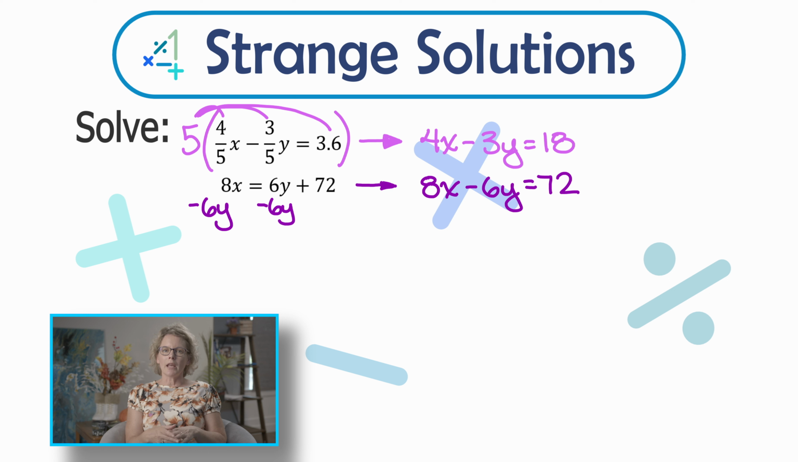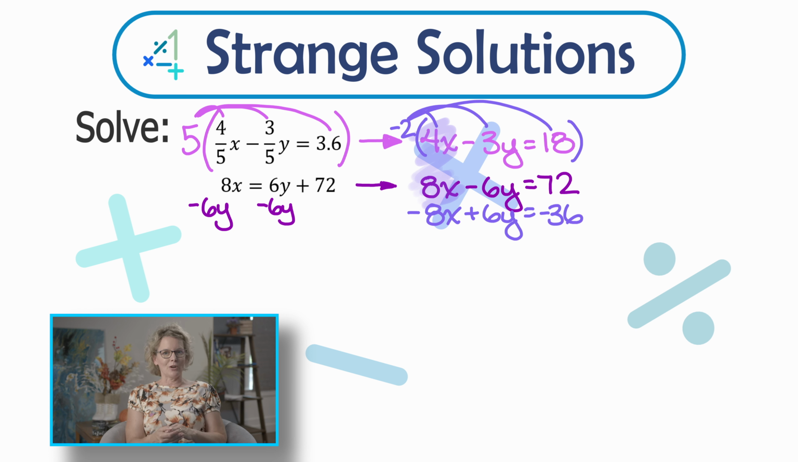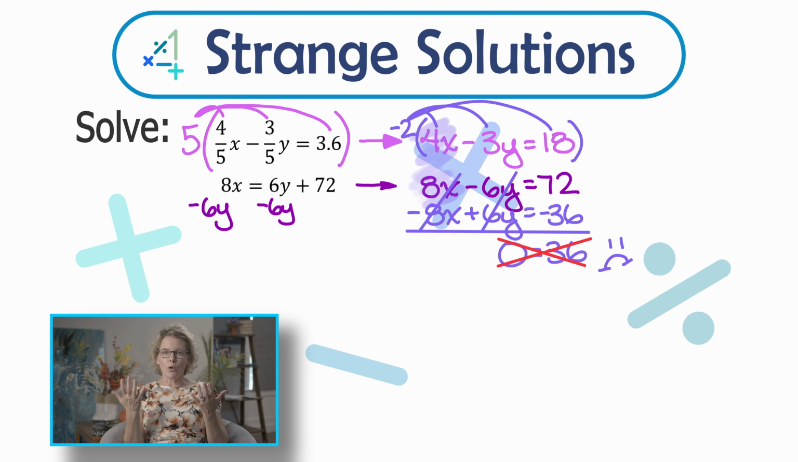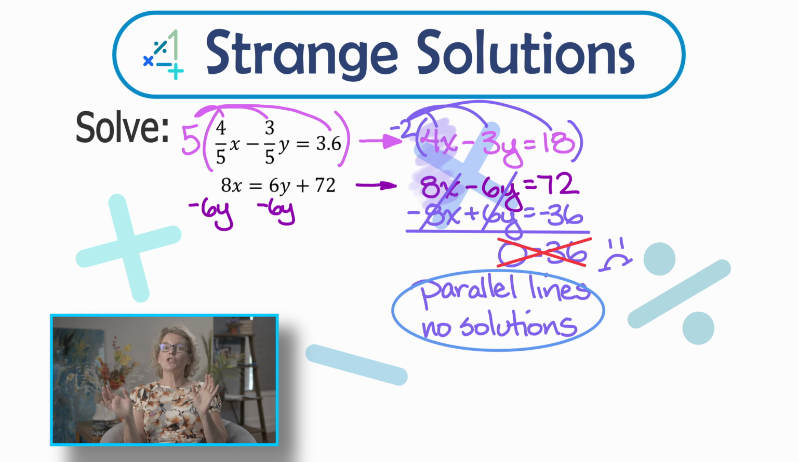4x minus 3y equals 3.6 times 5, which equals 18. That looks so much better. I'll choose to eliminate these x's by multiplying this one by -2 for negative 8x plus 6y equals negative 36. Now add them up and you'll see what happens. X's and y's are gone for 0 on this side. On the other side, I have 72 minus 36, which equals 36. But 0 can't ever equal 36. So these lines are parallel and there is no solution of where they meet.